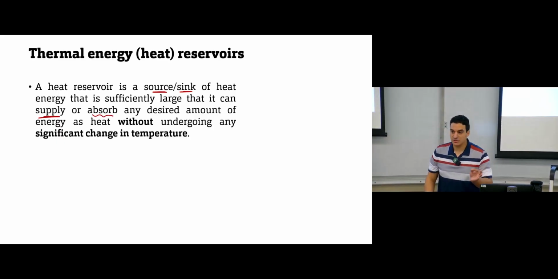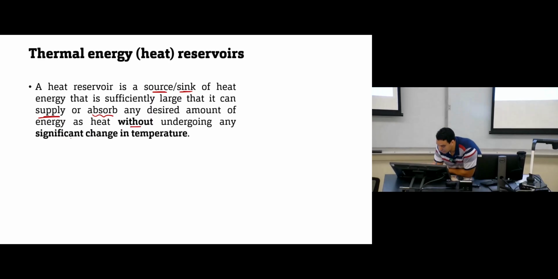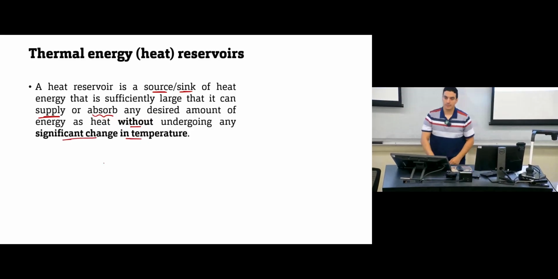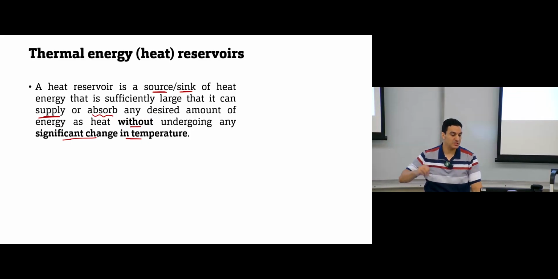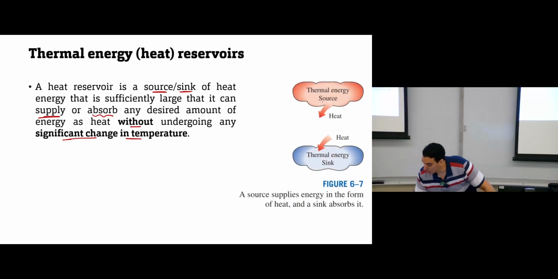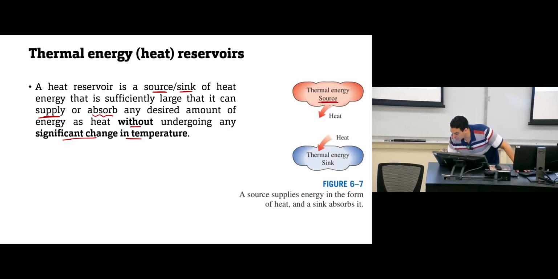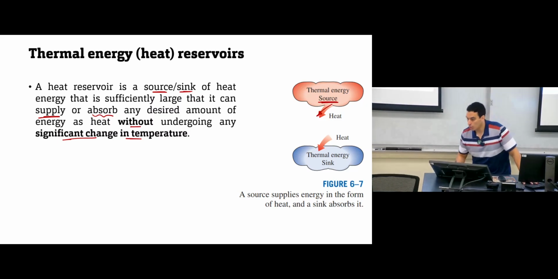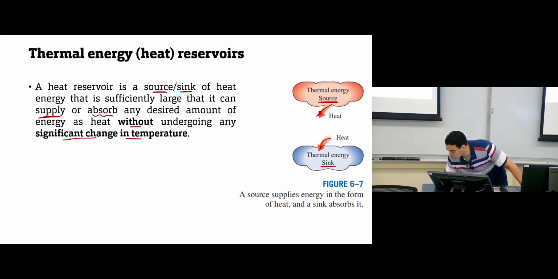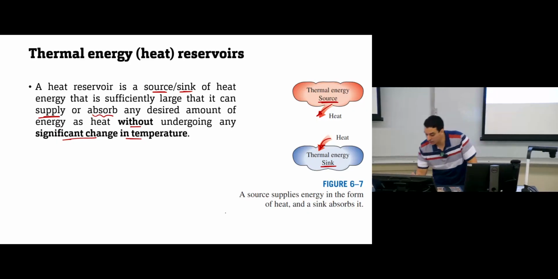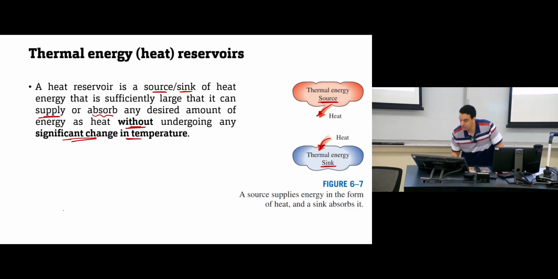And the main feature of this reservoir is that it can absorb heat or it can supply heat without significant changes in its temperature. So if you have a huge system and this system gains an amount of heat, or loses an amount of heat, and its temperature is not changing, or you cannot observe significant changes, then this can be considered a reservoir. So again, you have a large system; this system is considered a source if it gives heat to the surrounding, or this reservoir is called a sink if it's absorbing heat from the surrounding. And again, the key is that no significant changes in the temperature can happen.